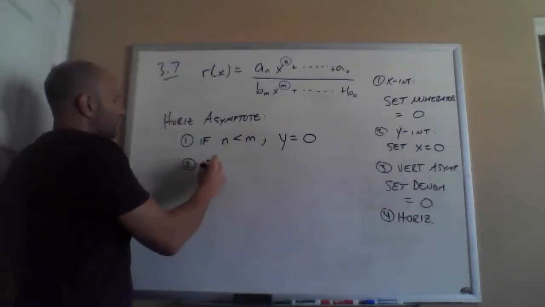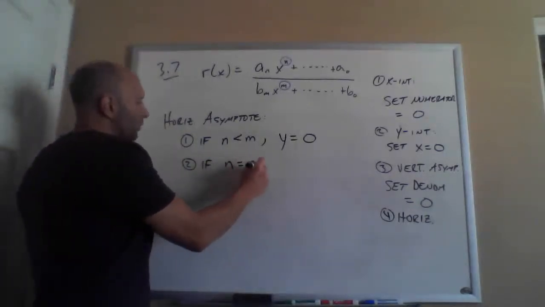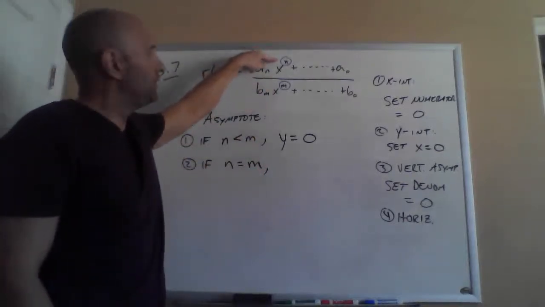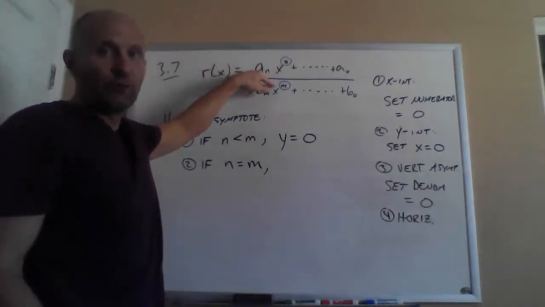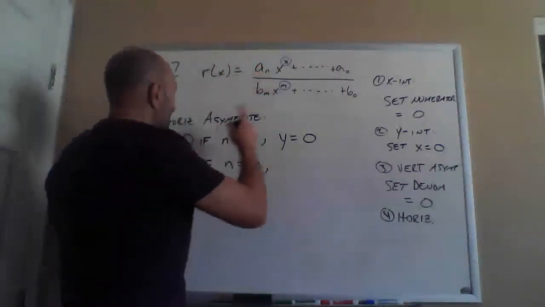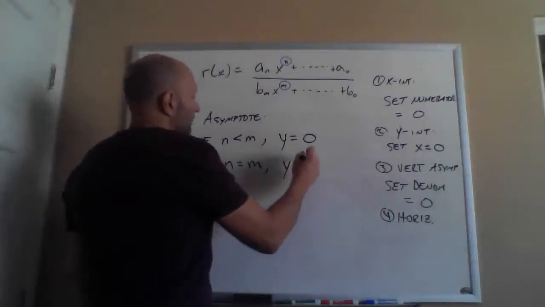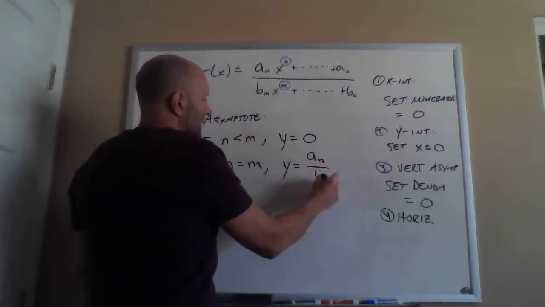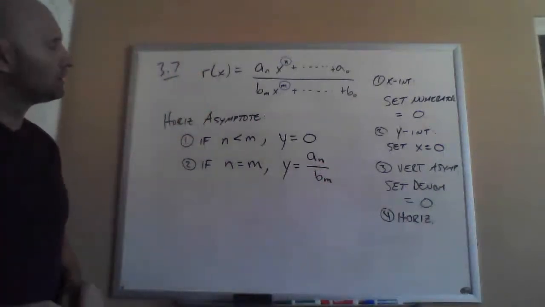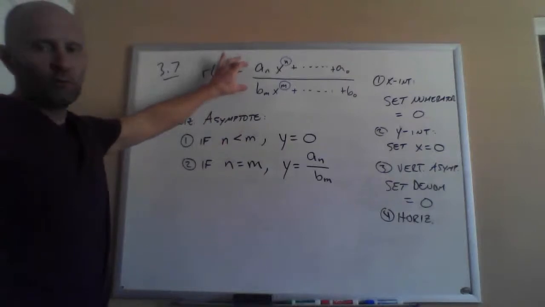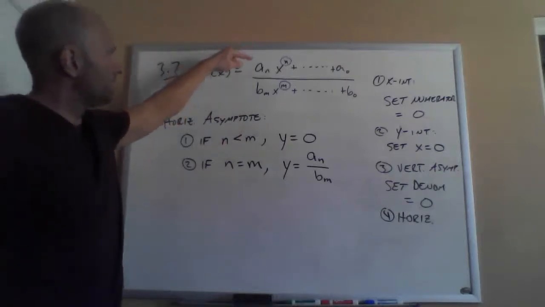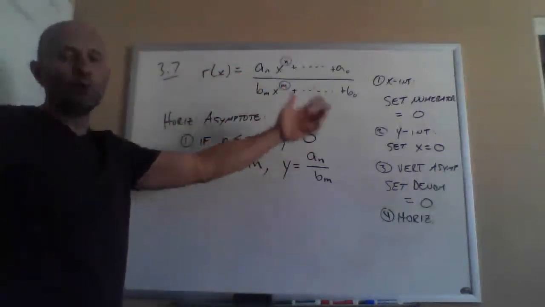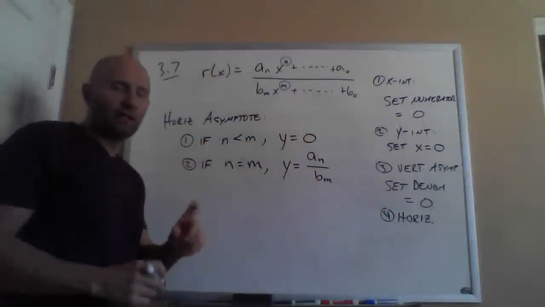Second possibility, if n is equal to m. So if this is x to the third in the numerator and x to the third in the denominator, then my horizontal asymptote is y equals a sub n over b sub m. So whatever the leading coefficients are, if this is an 8 and this is a 4, it's 8 over 4 or 2. So you just take that ratio.